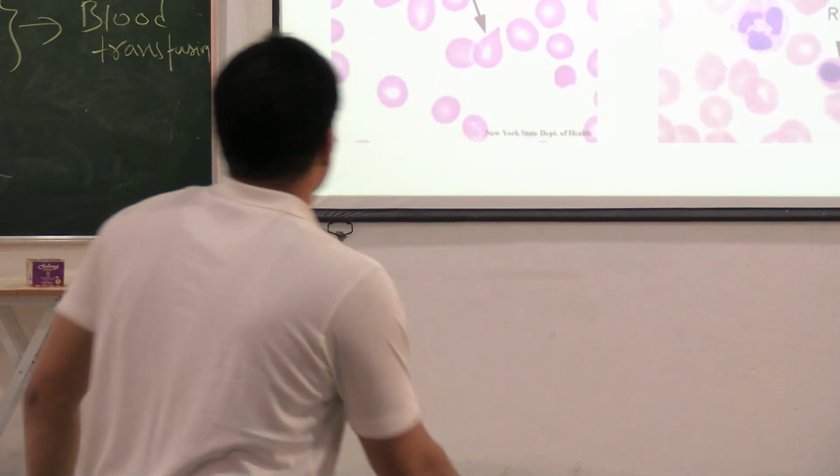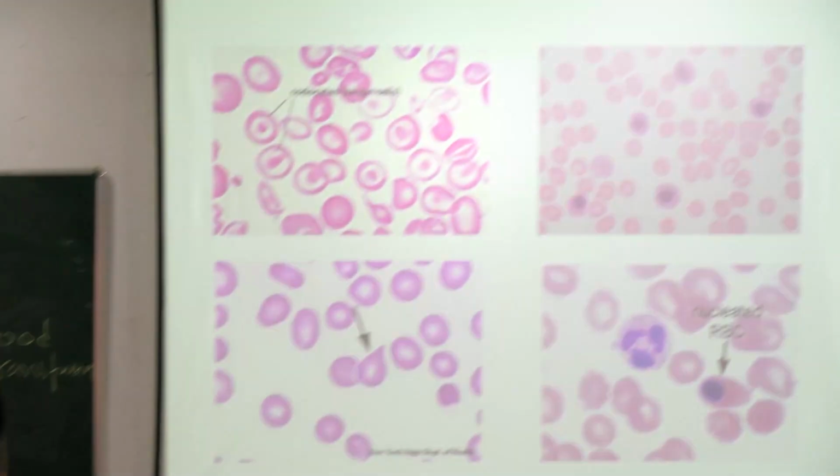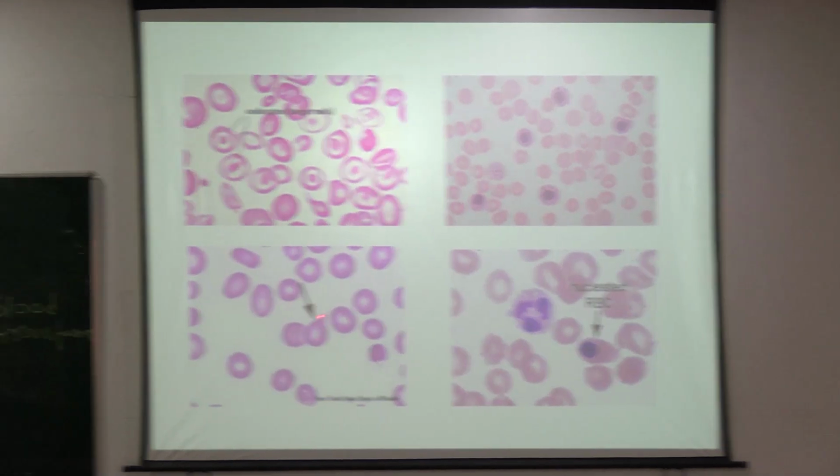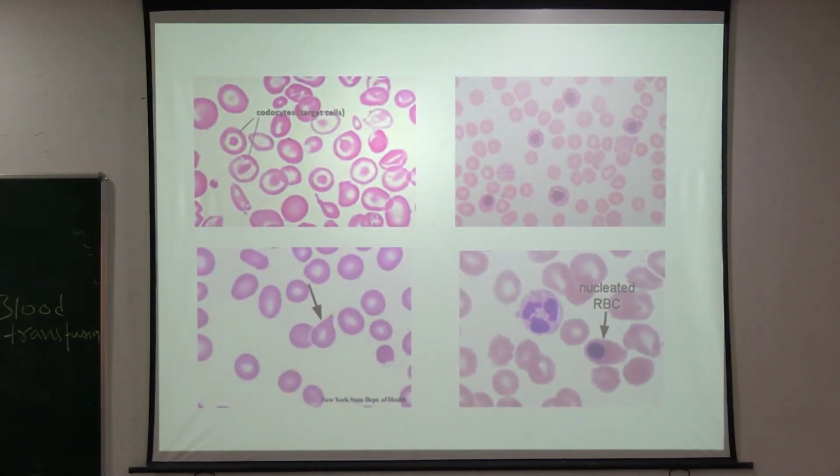So these are the target cells, also known as scotocytes, teardrop cells, right? These are basophilic stippling. Exactly like the picture I drew, although I did not draw the nucleus in the middle. These dots that you can see are all iron accumulation. And this is an NRBC.